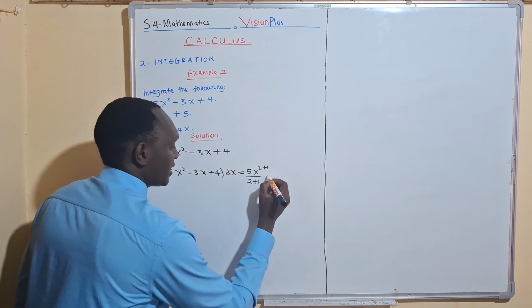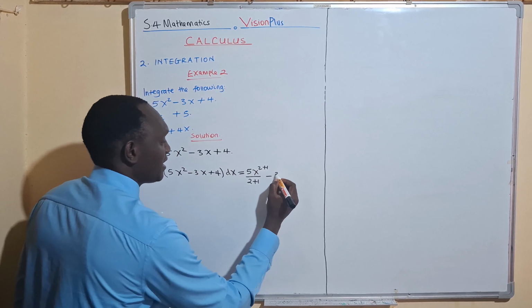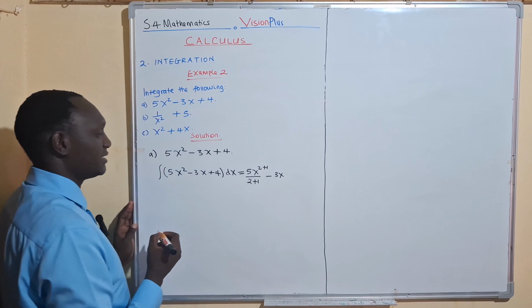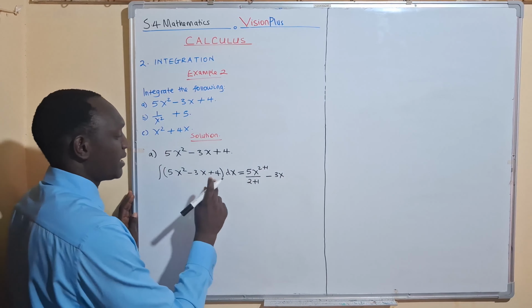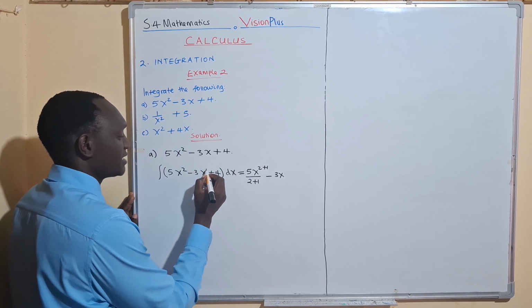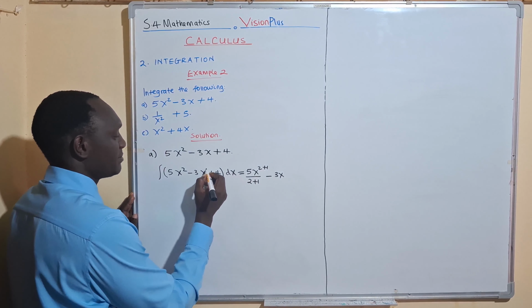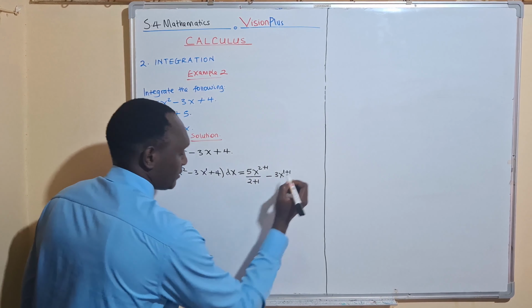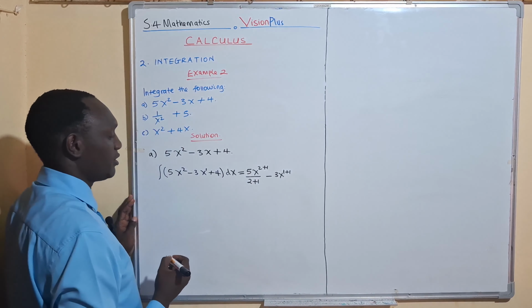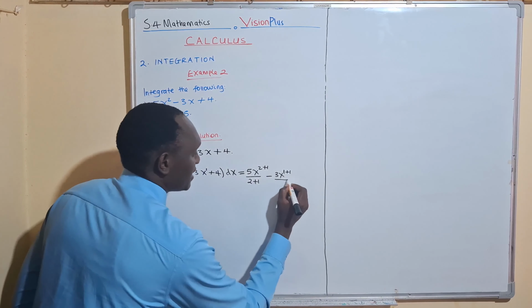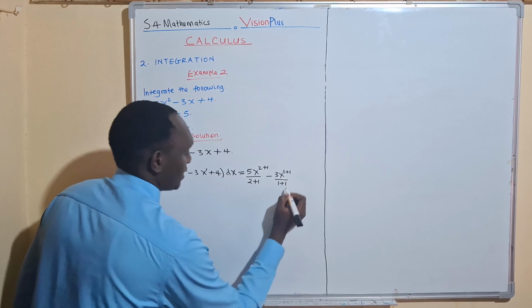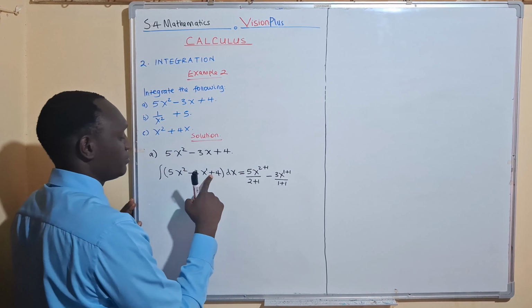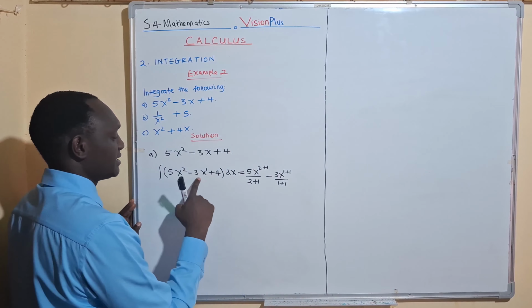Minus, use the given sign, minus 3x. How do we integrate 3x? We add 1. Remember, this x here has a power of 1. So we say it has a power of 1, but we're adding 1 by the law of integration, and then divide by the new power, that is 1 plus 1. And we continue because we have integrated the second term.